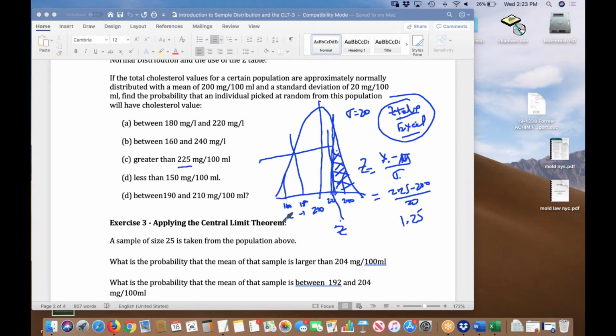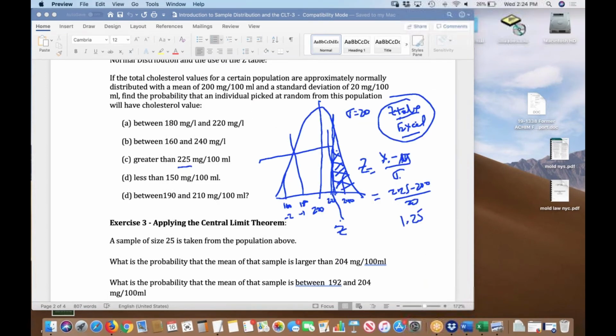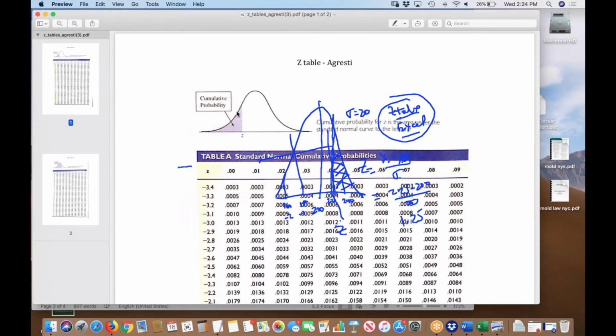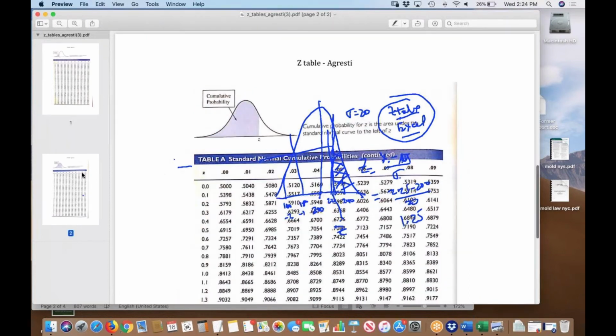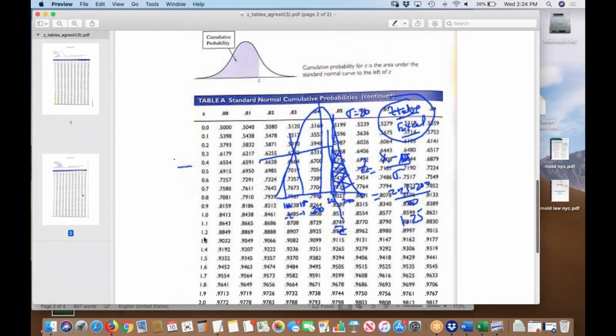Now I have to find my Z table. And you have one on Blackboard, in the same area there, so you don't have to go search around too much. Okay, so let's find the Z score that we're interested in. Z score is a positive number, so it's going to be on this second page, and it's going to be 1.25.